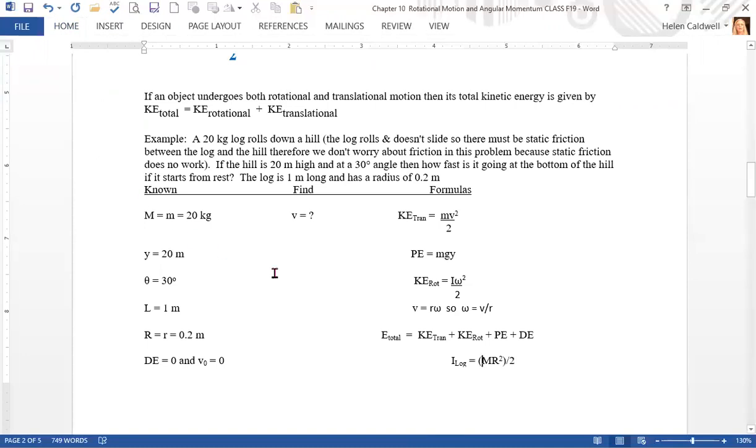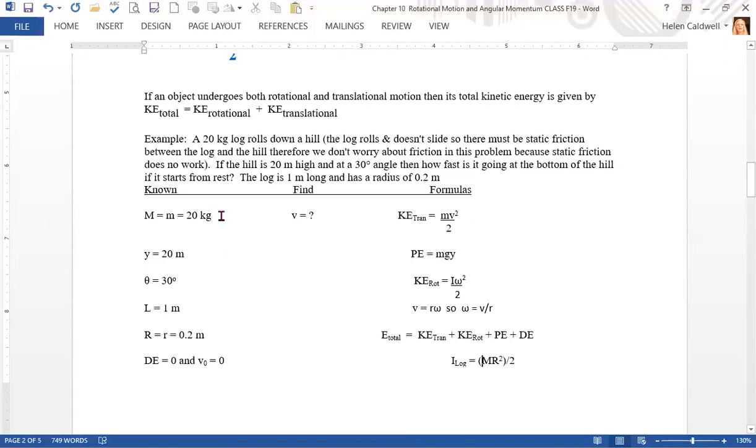So for the log rolling downhill, it's mr squared over 2. So we've got translational kinetic energy, which is mv squared over 2, and rotational kinetic energy is I omega squared over 2. Potential energy is mgy. We know that linear velocity is r times angular velocity, so angular velocity would be linear velocity divided by r, and our total energy would be kinetic due to both translational and rotational plus potential plus lost energy or dissipated energy.